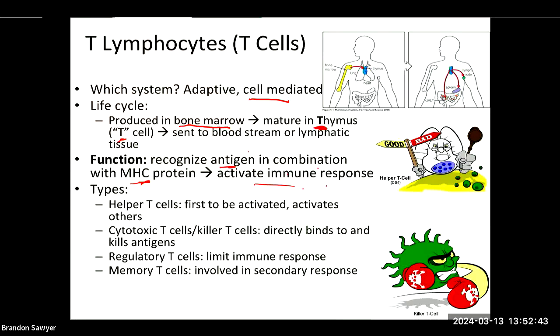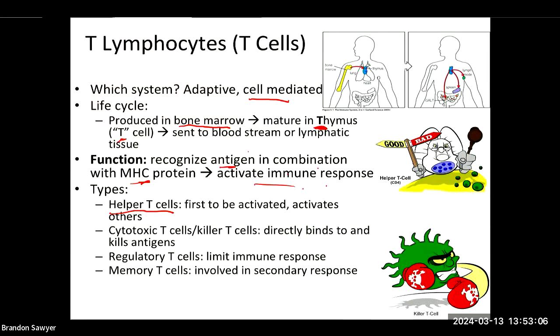And there are 4 primary types that we'll talk about. Most importantly are the helper T cells. The helper T cells are the ones, when that video showed the macrophage coming and showing a piece of the bacteria to something in the lymph node, that was a helper T cell, right? The helper T cell is the one that activates all of our adaptive system. Then you saw the T cell dividing and other cells coming off of it.